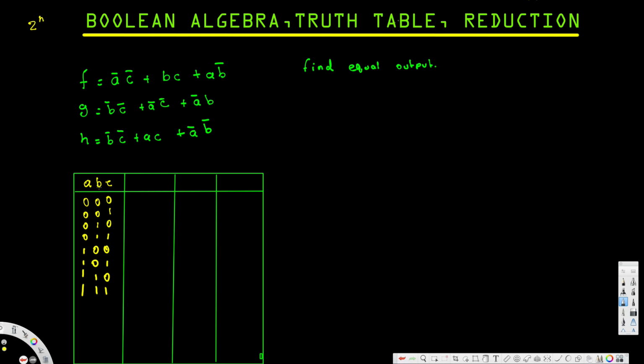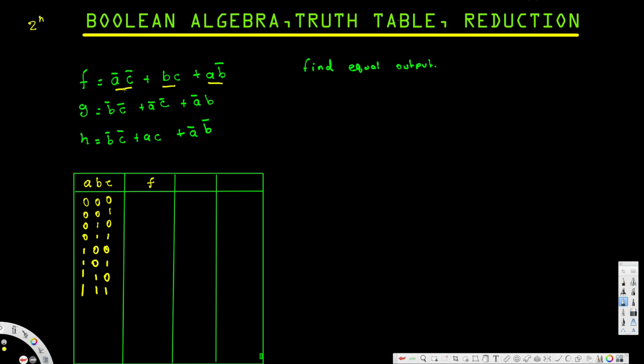Now we have a, b, c. Now let's look at the function f. So in order to get 1, what has to happen? We have to have this one be 1, or this one be 1, or this one be 1, right?